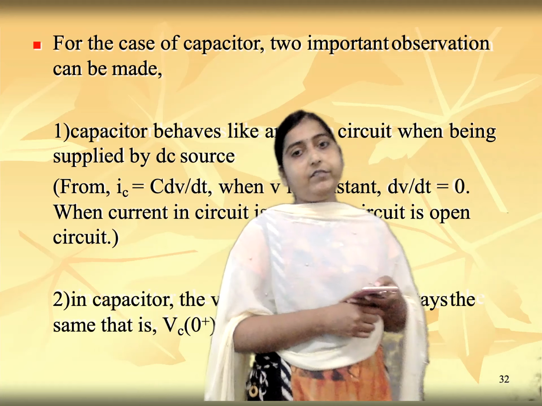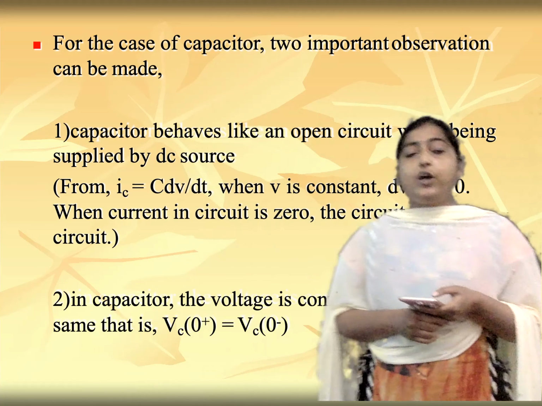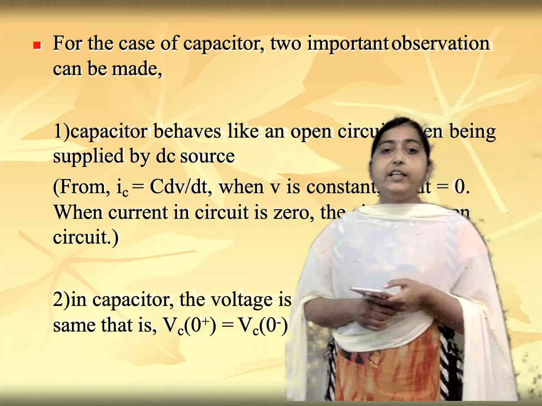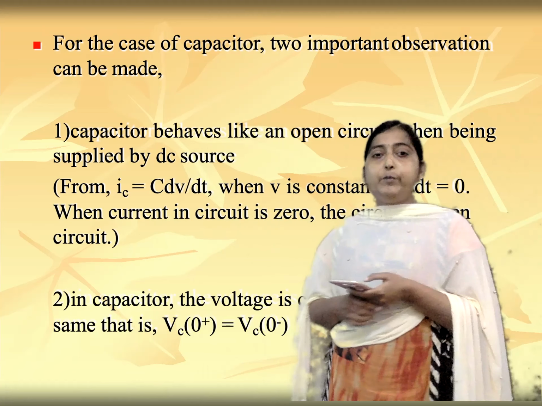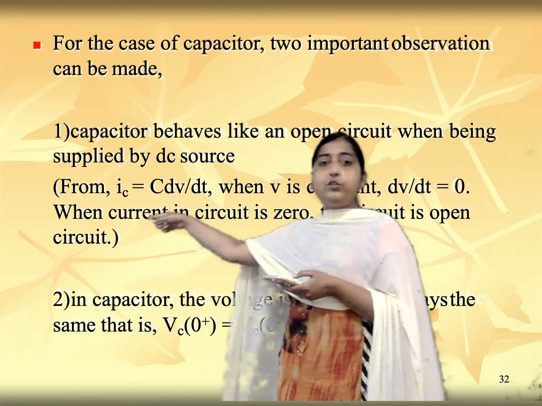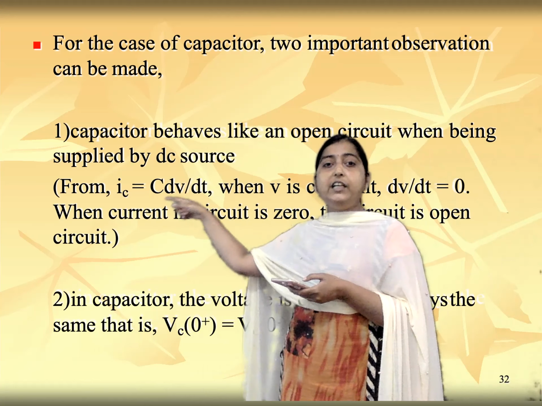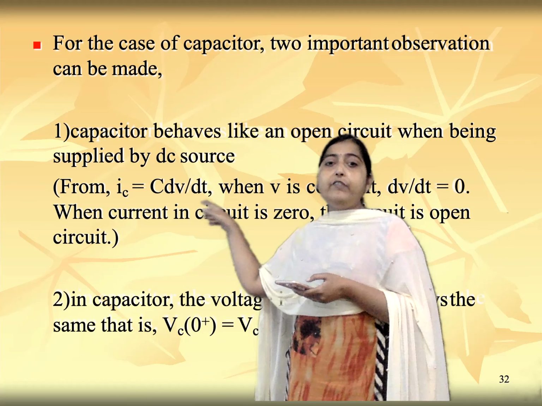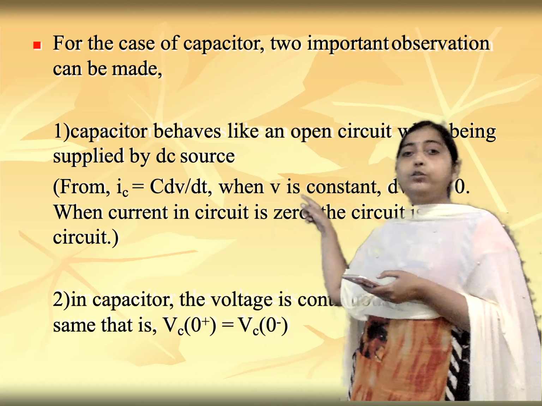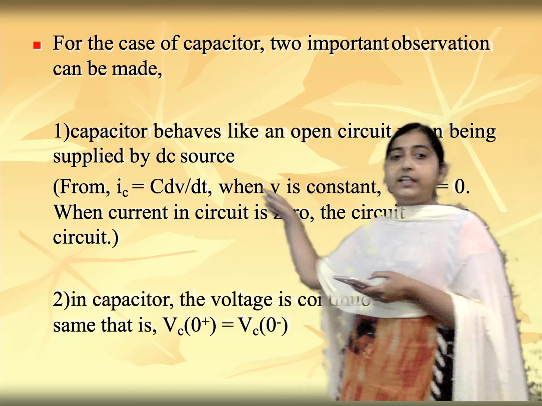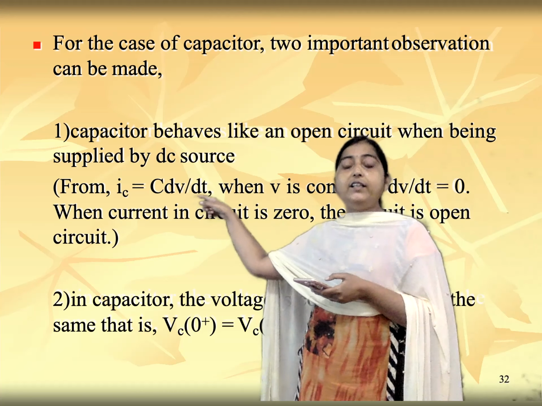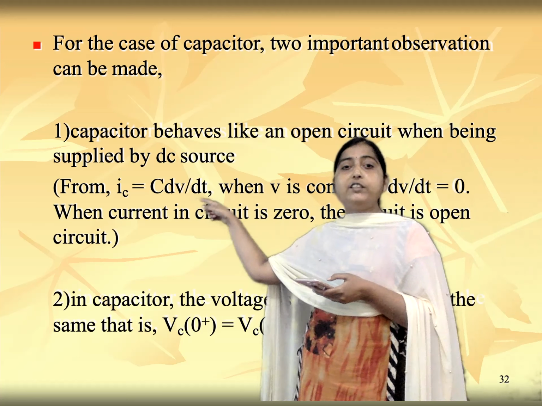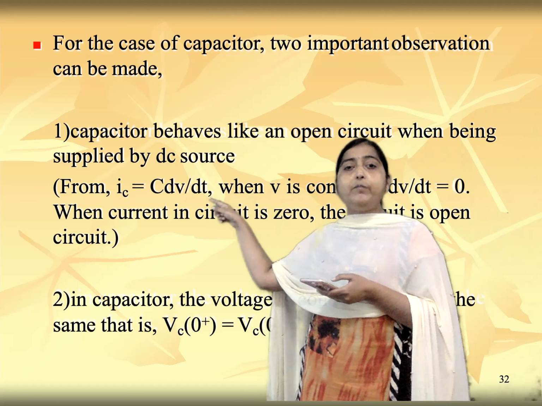That we have already discussed in the previous class. Now, why the capacitor behaves like an open circuit is because we know that the current through a capacitor is given by C dV/dt. If we consider the voltage across the capacitor as constant, then dV/dt, that is the differentiation of a constant with respect to time, will become 0.